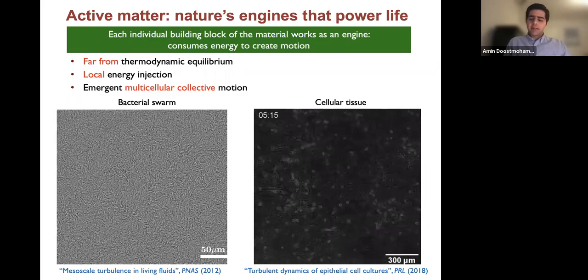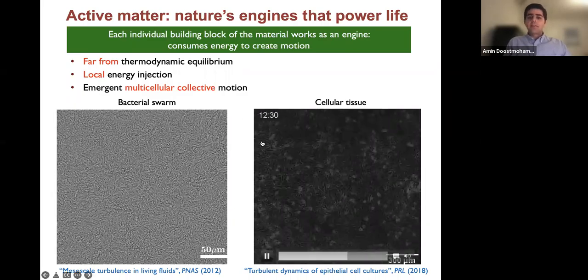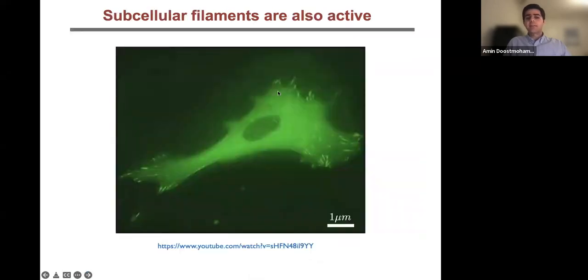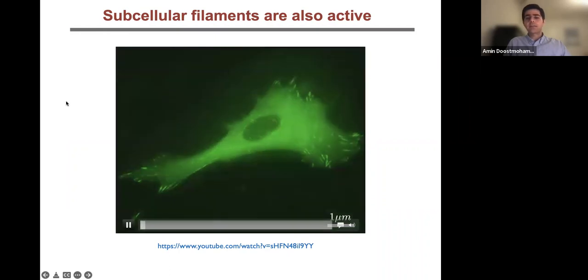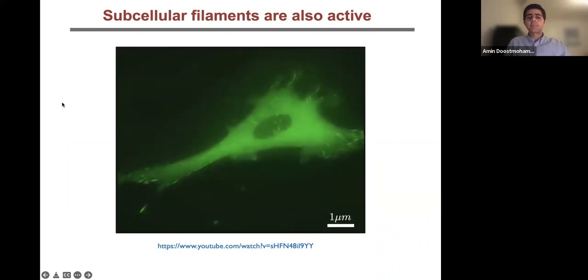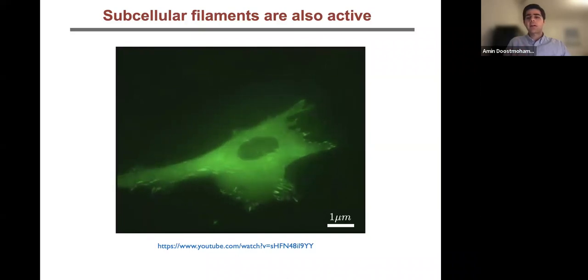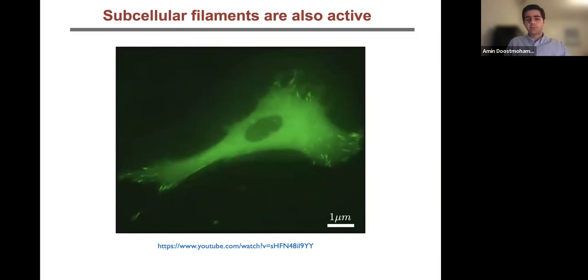What's fascinating is that if we go one scale down, if we go inside the cell and look at the material, the cytoskeletal filaments and motor proteins that form the cytoskeleton of the cell, those are also active. So those have the same features: the energy injection is local, they're constantly driven out of thermodynamic equilibrium, and they are able to create motion on scales larger than the individual.